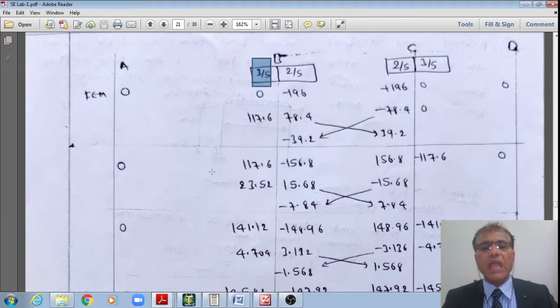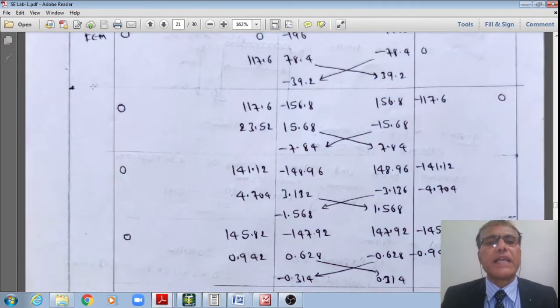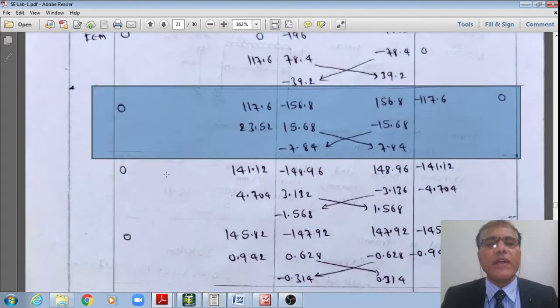Therefore, I'm just having the second cycle, right? I think this is self-explanatory, right? Doing which, now you will get the redistribution of the moments, 23.52 and 15.68, right? Similarly here, minus 15.68 and minus 23.52. Therefore, now this is carried over in the second cycle as 7.84, and this is carried over in the second cycle as minus 7.84. Therefore, at the end of the second cycle, these are the final moments, right? 0, 141.12, minus 148.96, and 148.96, and minus 141.12, and 0.